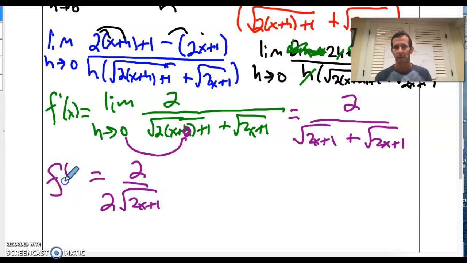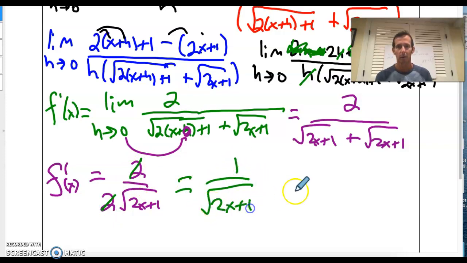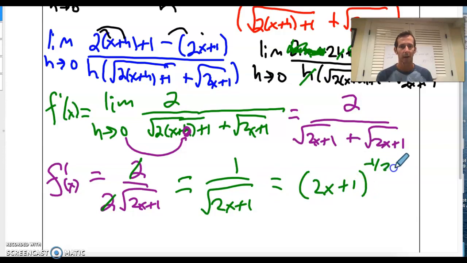And guess what that means? Once again, I now have a 2 on the top and a 2 on the bottom, and they can cancel because they divide to equal 1. So I have 1 over the square root of 2x plus 1. And that is my derivative, which is the same as saying 2x plus 1 to the negative 1/2.